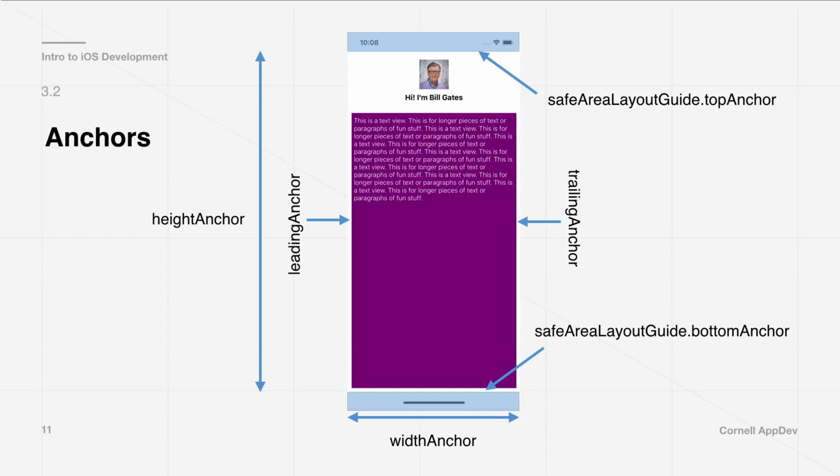The height anchor determines how high the view is. The width anchor determines how wide the view is, and then you also have top anchor and bottom anchor. So what does it mean to create constraints?